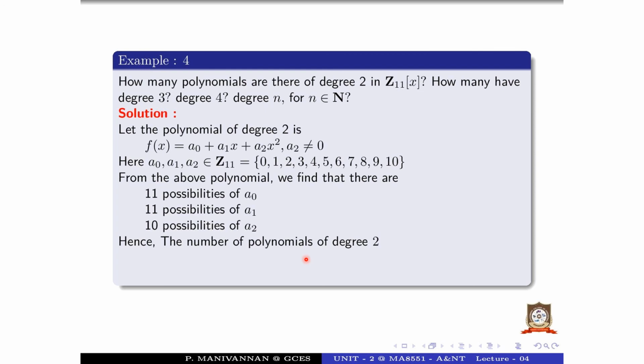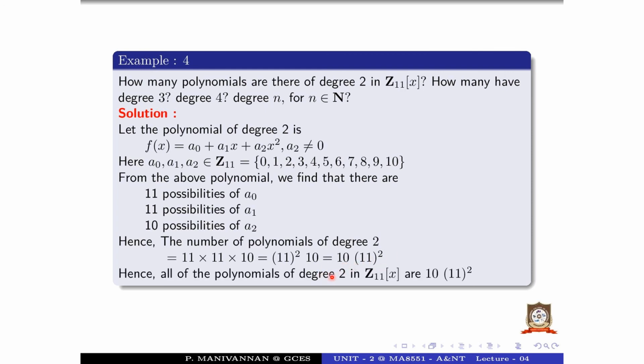Hence, the number of polynomials of degree 2 is, we multiply all the possibilities. Therefore, it is equal to 11 into 11 into 10, which is 11 square into 10, or 10 into 11 square. Hence, the number of polynomials of degree 2 is this value.